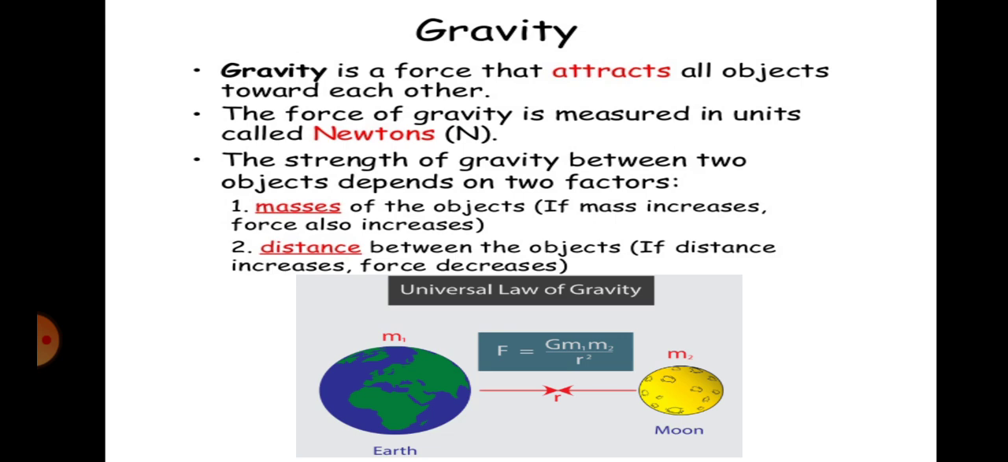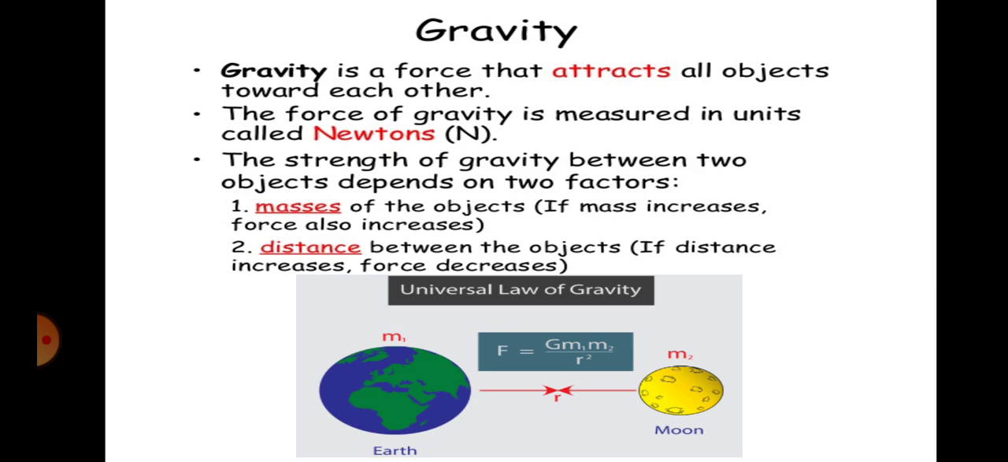Remember, the strength of the gravitational force depends on two factors. The first one is mass, which I already told you, and the second one is distance. How is it? It is because of this equation: F equals G m1 m2 divided by r square. Here F is directly proportional to m1 m2 and inversely proportional to r square, meaning the distance.